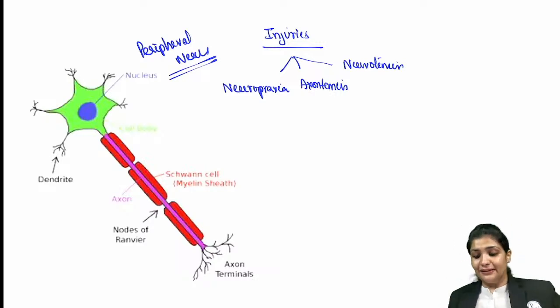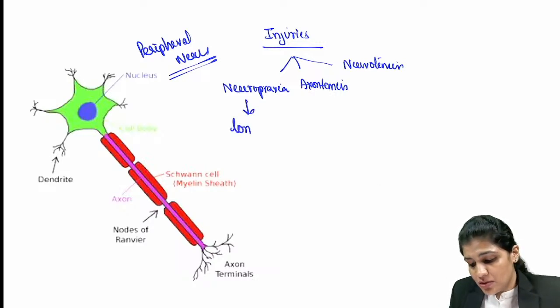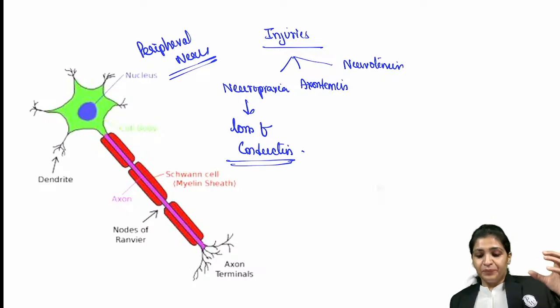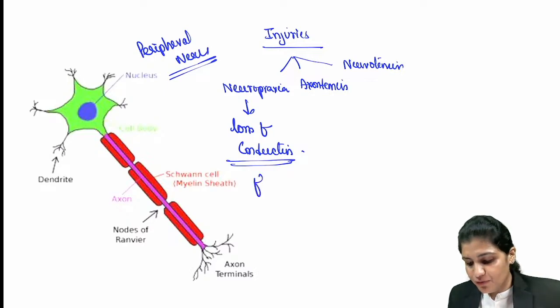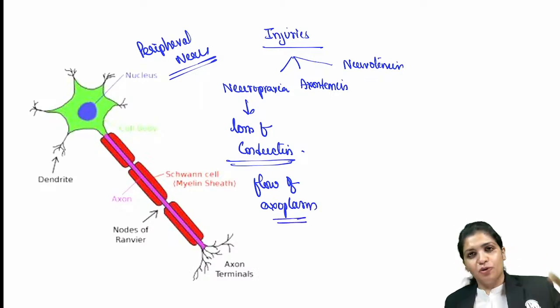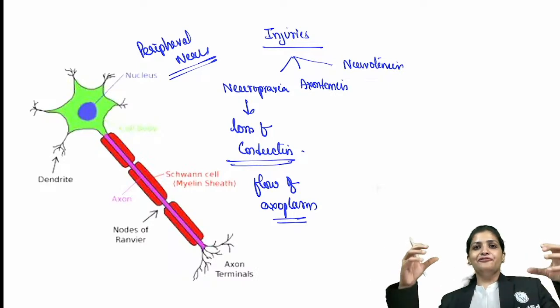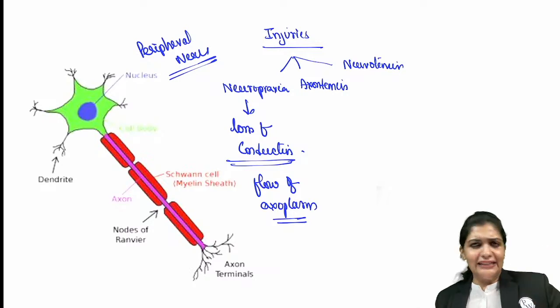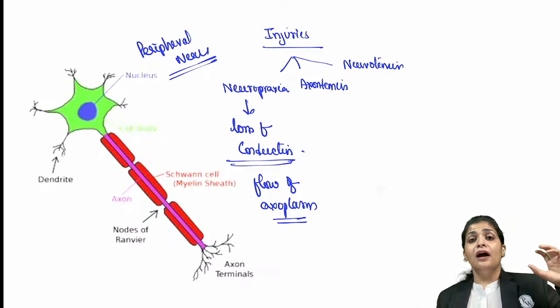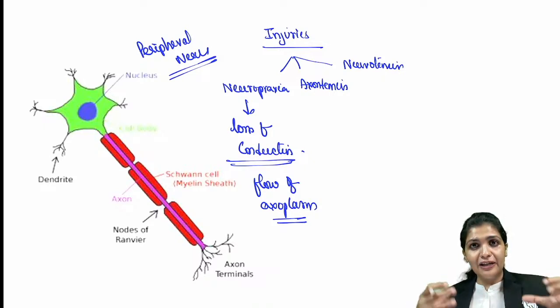Neuropraxia is nothing but a loss of conduction only. There is a nerve injury, but there is no damage to the structure of the nerve. There is only loss of conduction, that is, the flow of the axoplasm is blocked. If you remember, I have told you that the axoplasm flows from the cell body to the axon terminals, right? Here the flow of the axoplasm is stopped. It could be a mechanical irritation, a chemical irritation, or a dislocation which has been reduced after a longer time.